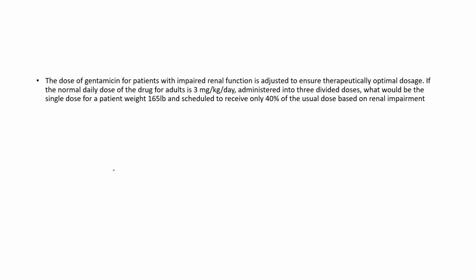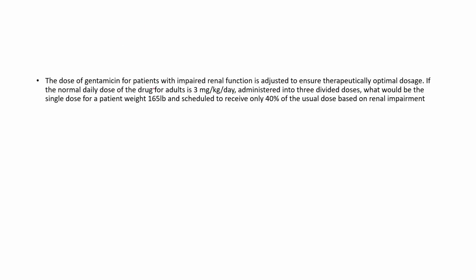Okay, so next, the dose of gentamicin for patients with impaired renal function is adjusted to ensure therapeutically optimal dosage. If the normal daily dose of a drug for adults is 3 milligrams per kilogram per day, administered into 3 divided doses, what would be the single dose for a patient's weight, which is 165 pounds and scheduled to receive only 40% of the usual dose based on renal impairment?